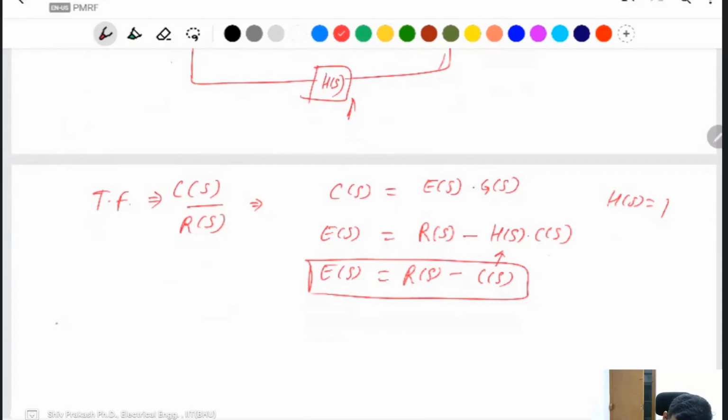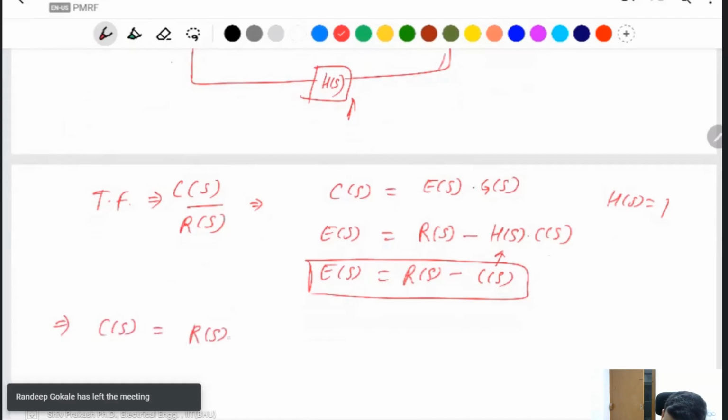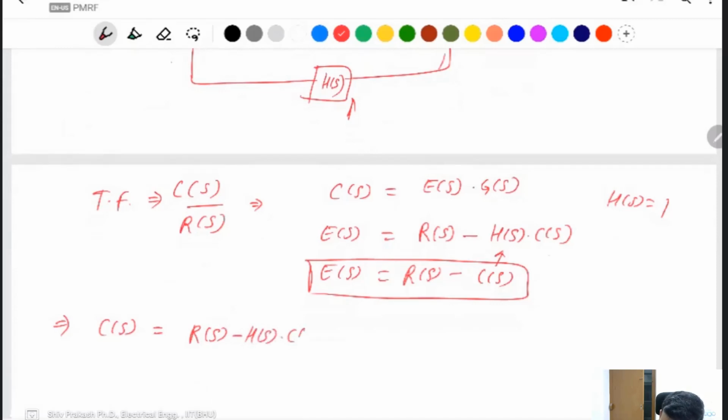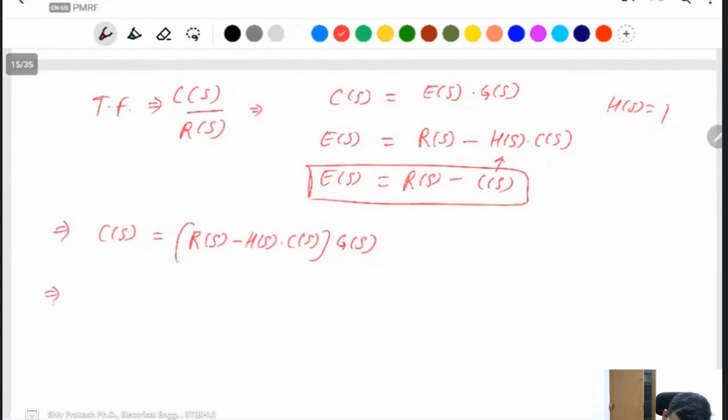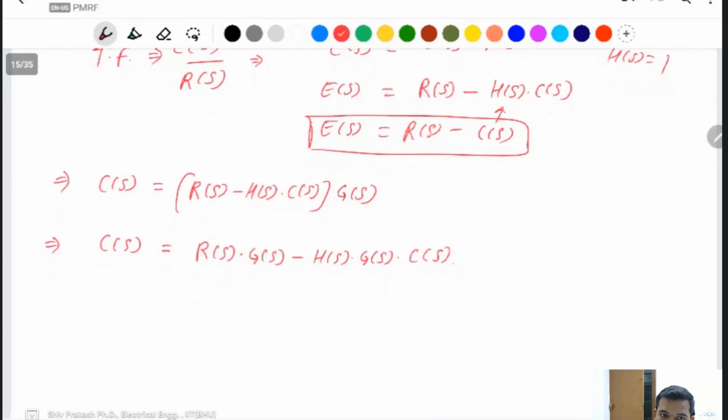Now C(S) is equal to E(S) times G(S). E(S) means R(S) minus H(S) into C(S), times G(S). So R(S) into G(S) minus H(S) into G(S) into C(S). So, okay everyone till here?